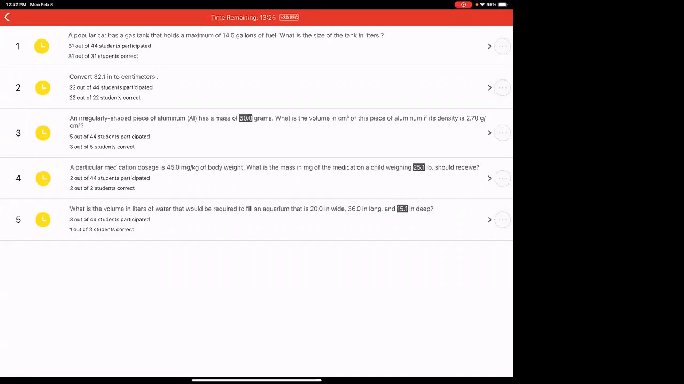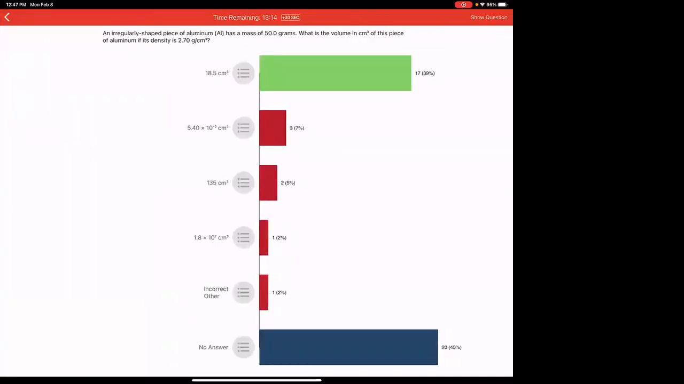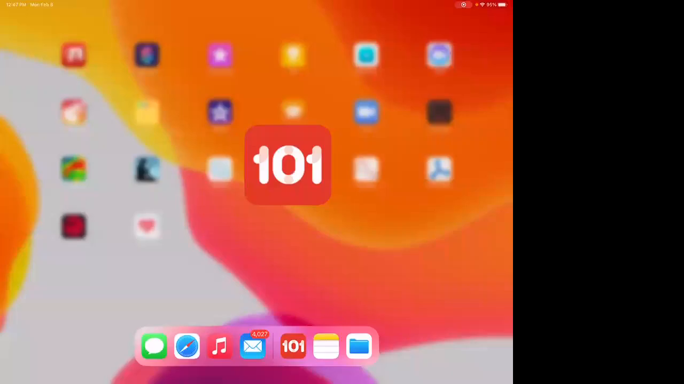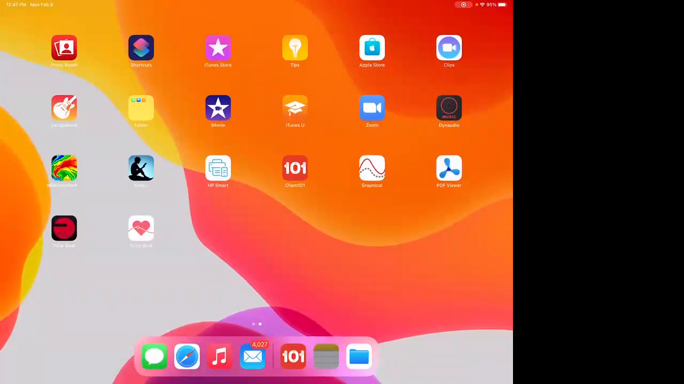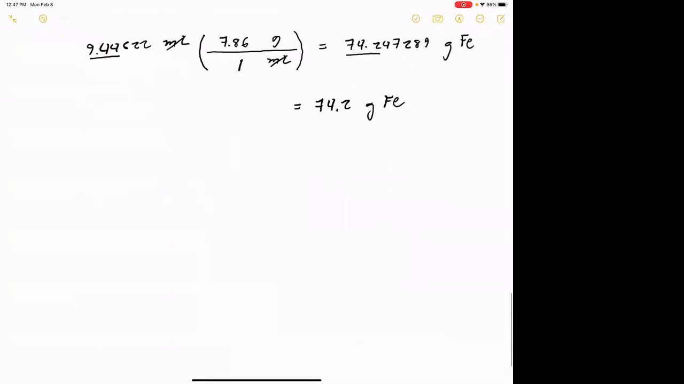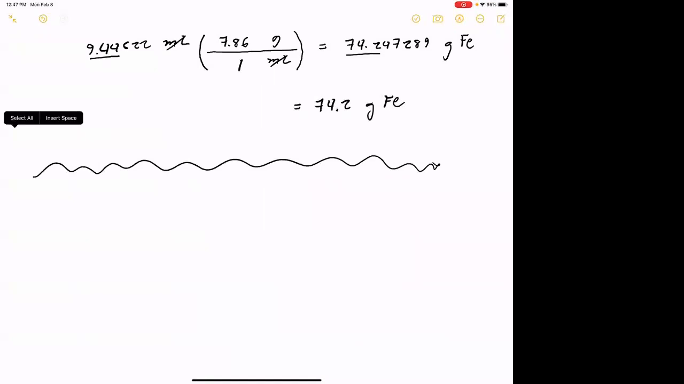Professor, could you just go over question 3? Sure, be glad to. Let's take a look at it together here, guys. It says an irregularly shaped piece of aluminum, Al, has a mass of 50 grams. What's the volume in cubic centimeters if its density is 2.70 grams per cubic centimeter? If you want, I can pop back over to my notes and we can set it up. I don't have it in front of me, so tell me what I'm given. I know we're trying to get to a volume, right?